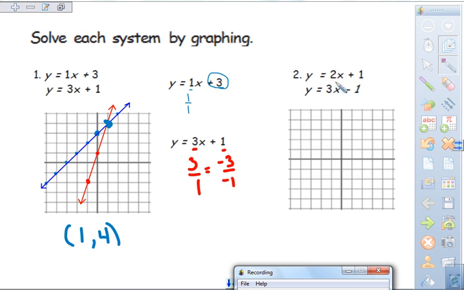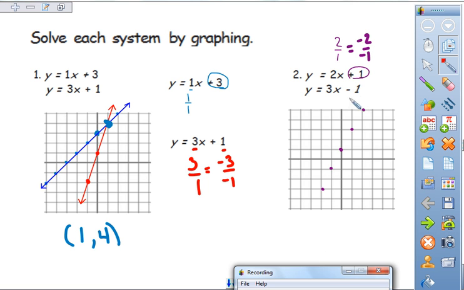In the first equation, these are already in slope-intercept form, so I can figure out what my intercept is. And then my slope is 2 over 1. So now I can apply my slope. So that's up 2, forward 1, up 2, forward 1, or down 2, back 1, down 2, back 1.